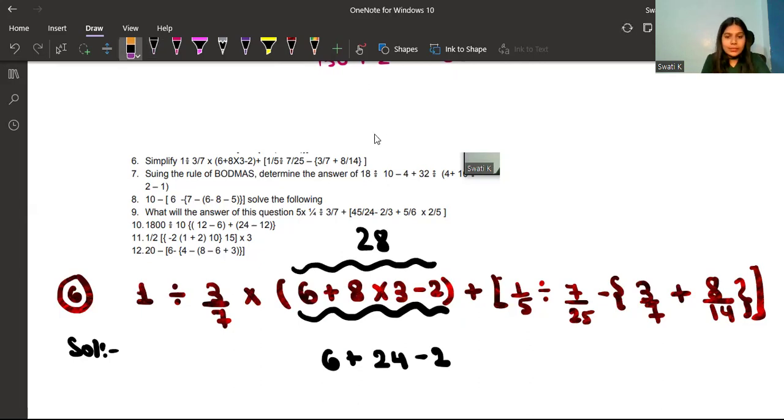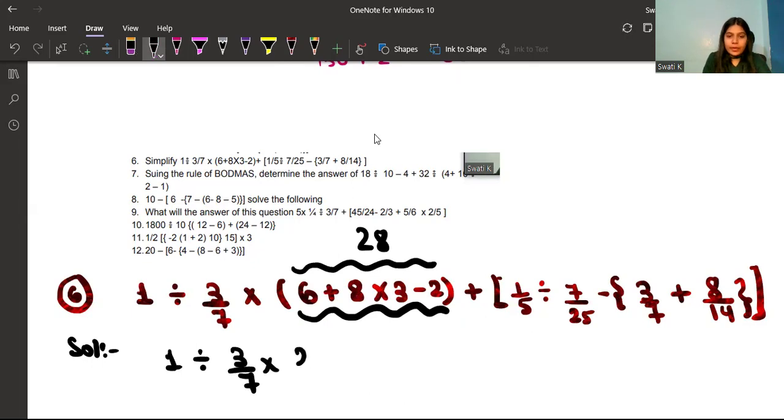I hope that is clear. 6 plus 24 is 30, and 30 minus 2 is 28. So I can write this down together. It will become 1 divided by 3 by 7 times 28. Now I'll start solving the curly bracket. So this will become 1 by 5 divided by 7 by 25, as it is.